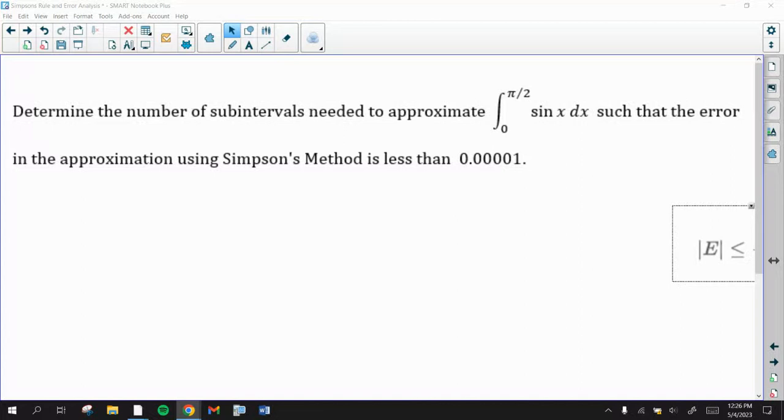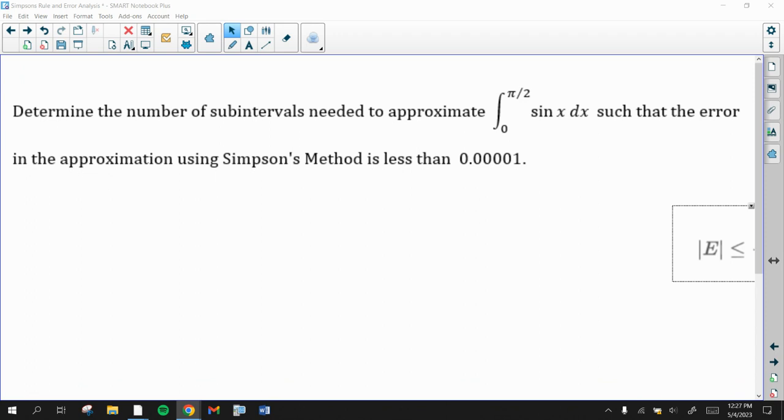All right, so here we're going to answer this question. We're going to approximate the integral of sine from 0 to pi over 2, and we're going to use Simpson's method, but we want to make sure that the approximation is off by less than 0.00001. And we just want to figure out how many partitions, or subintervals, do we have to use.